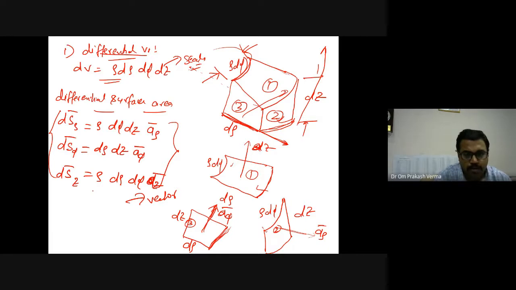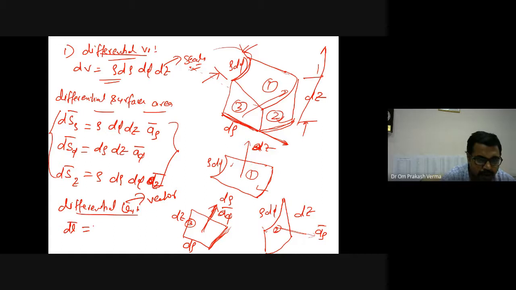Now come to the next, that is the differential length. How will the differential length be calculated? So dl vector is nothing but, आपको पता है सब कुछ, तीनों का component पता है. We know about all of these components. So you can write simply d rho a rho vector plus rho d phi a phi vector plus dz az vector, right? By this way, you can calculate the differential length. You can calculate the magnitude also, by squaring and root.